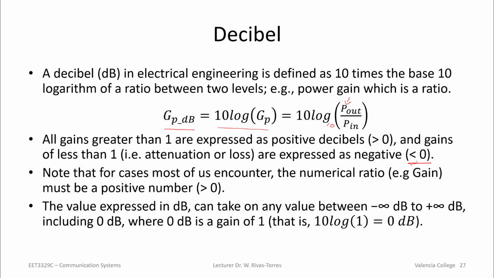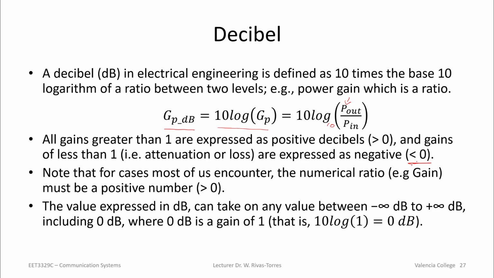dBs can take any value from minus infinity to plus infinity, and this is one of the advantages of working in dBs. It handles either really big numbers or really small numbers, like something in femtoamps or femtofarads. Or let's say something like 9.85 times 10 to the 19: it becomes a much smaller, more manageable number when you express it in dBs.